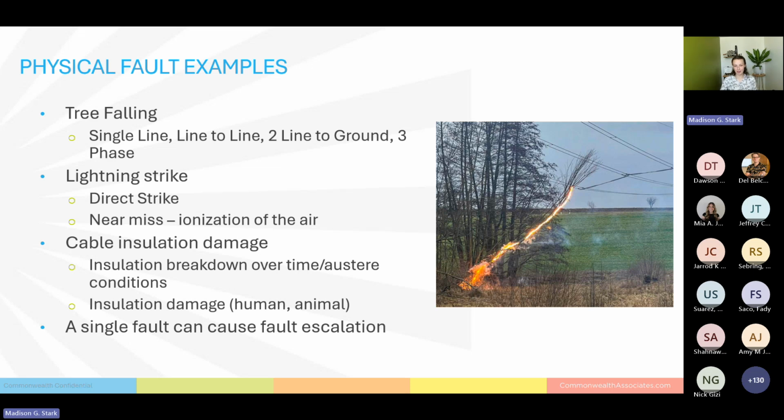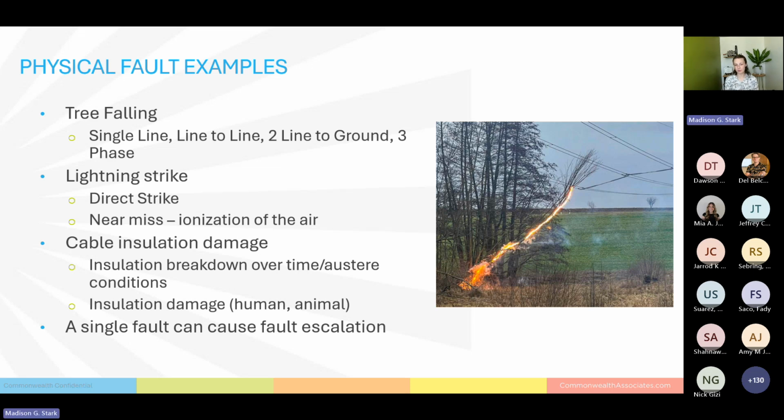This picture right here highlights a really good example of a single line to ground fault. So the tree fell on a three-phase power system. You have phase 1, phase 2, phase 3, not necessarily in that order. And the tree fell on one of the phases, creating that unintended path to ground. You can see that the current is running through the tree because the tree is on fire.